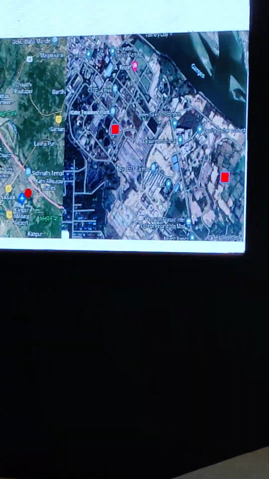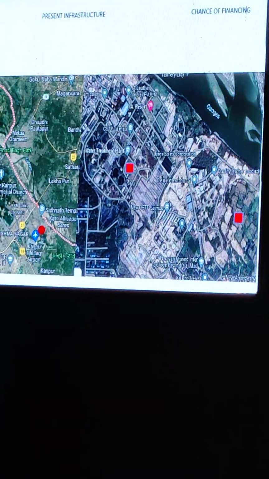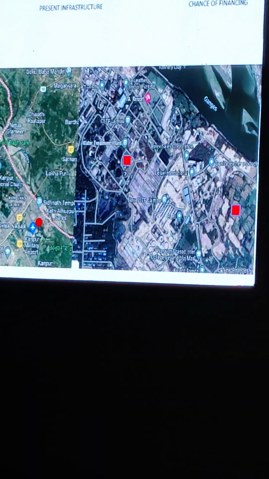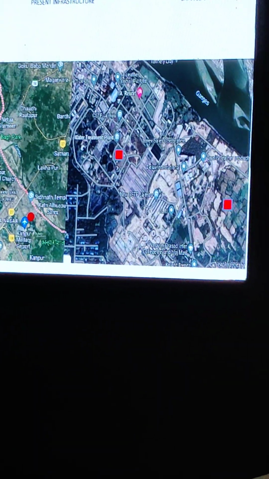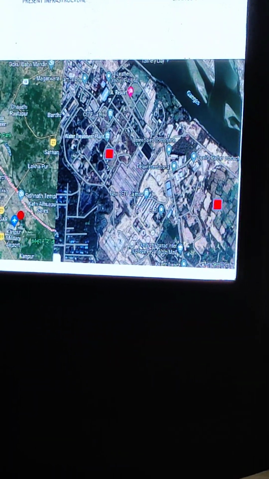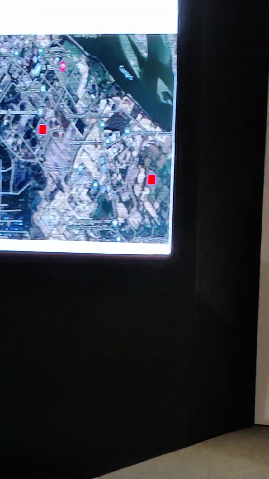The area where we go is actually Kanpur. And if you see, like at the right side, there are some red spots. So in this area, we have wastewater treatment plants, we have tanneries, and we have farmers. And this is a very interesting composite economy. There is present infrastructure, there is chance of financing, and that's why the Pavitra Ganga is there.